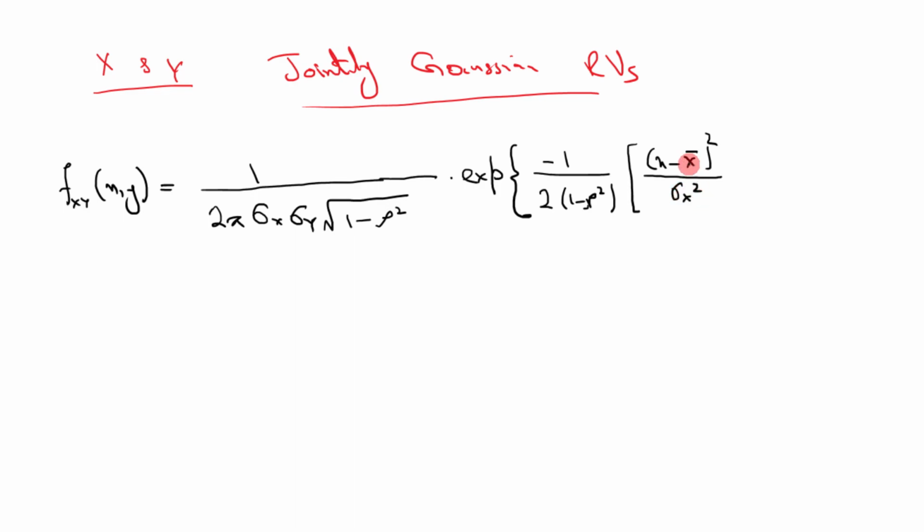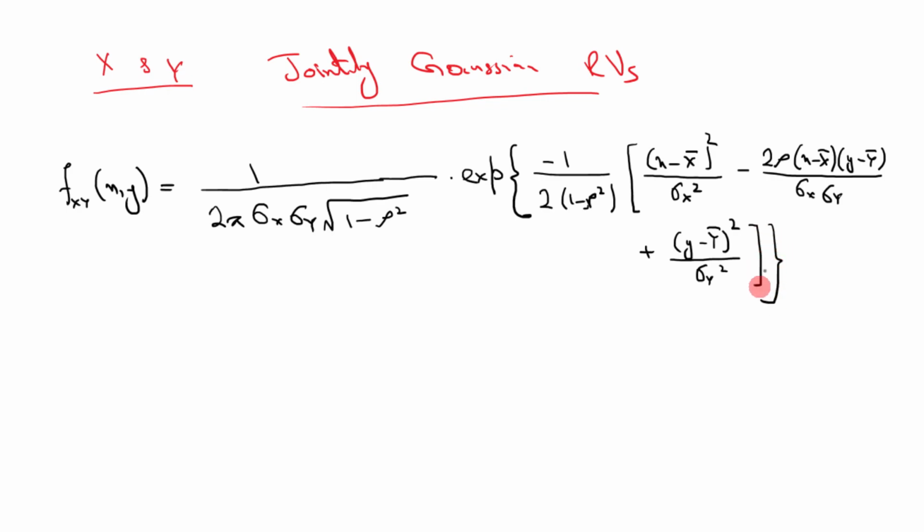The sigma x square is the variance, whereas x bar is the average value of random variable x, minus 2 rho (x minus x bar)(y minus y bar) divided by the standard deviation of x and the standard deviation of y, plus (y minus y bar) whole square divided by the variance of random variable y. So this is the expression of the random variables x and y which are jointly Gaussian.